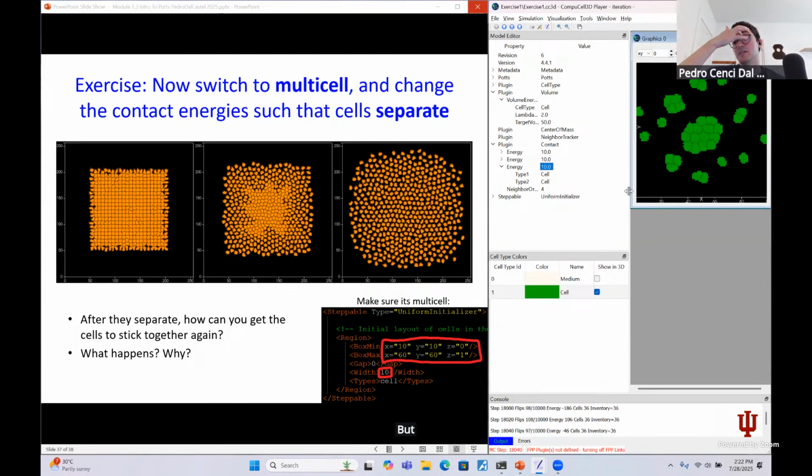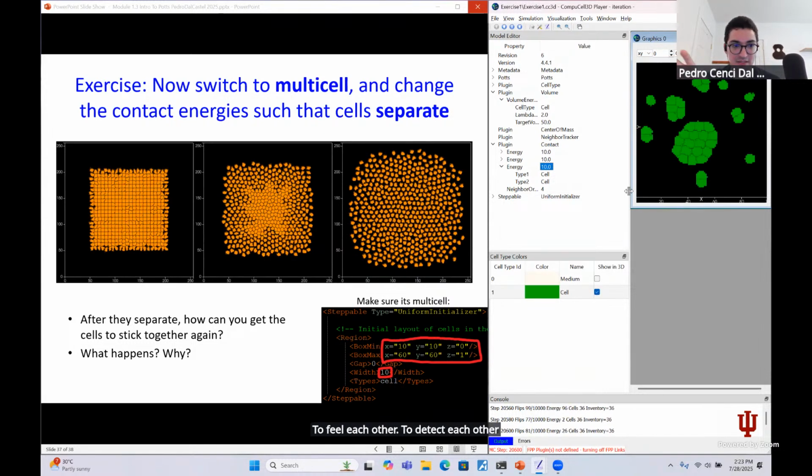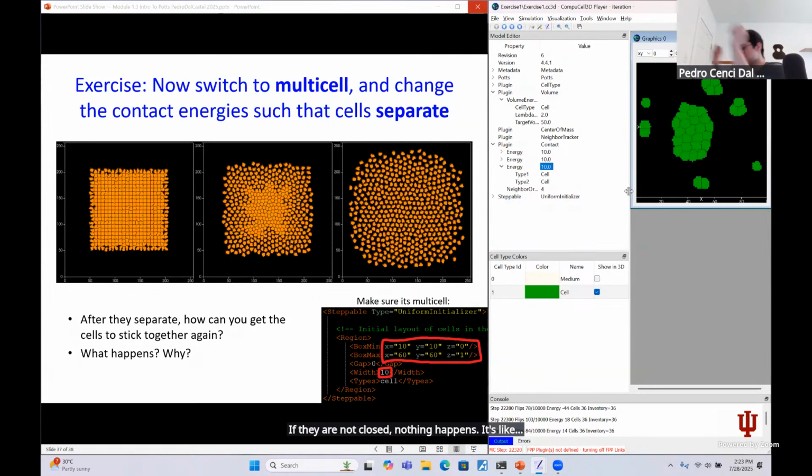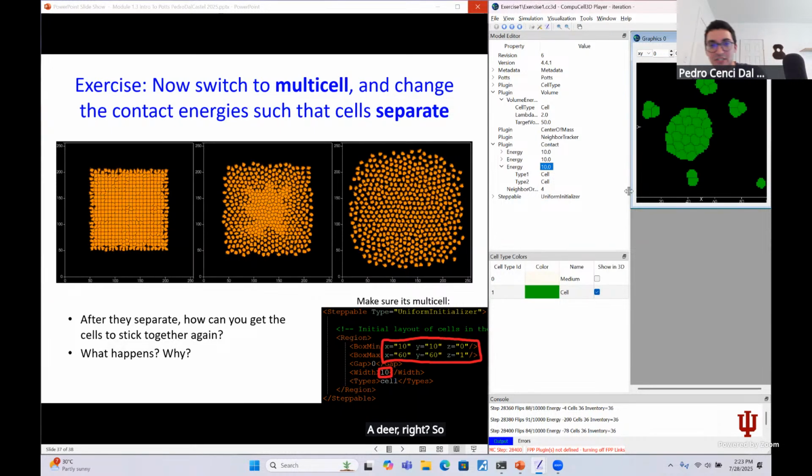But here the issue is they have to be close to feel each other, to detect each other's presence and adhere. If they are not close, nothing happens. It's like Velcro, right? Velcro has to be close enough to adhere. If they are far apart, they are not going to adhere, right? So there is an interaction range. Clara said it's like the universe.